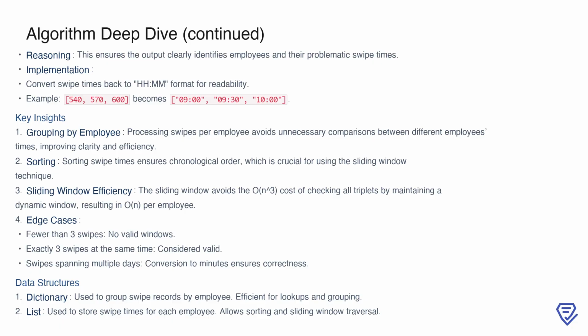Once we identify valid windows, the results are formatted as a list of tuples containing the employee's name and their swipe times in a readable HHMM format. For example, 540, 570, 600 would be converted back to 9 o'clock, 9:30, 10 o'clock. This ensures the output clearly communicates which employees and times triggered the condition.